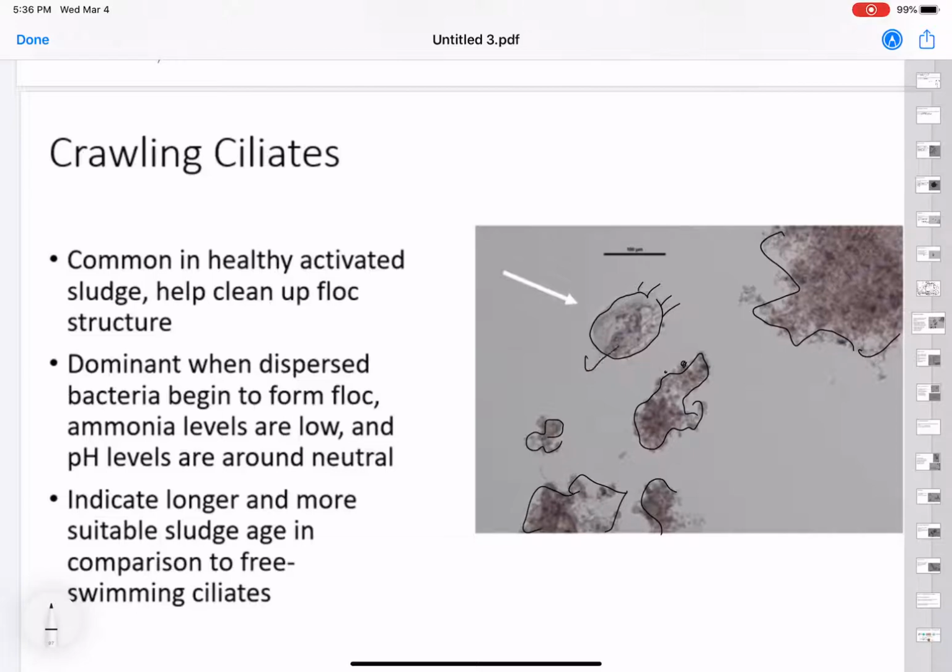And this is the crawling ciliate. It crawls on wastewater. It will also crawl in the activated sludge floc. This is common in healthy activated sludge. It helps clean up the floc structure. So anything here, it will clean up the floc structure from any organics. Okay? This is dominant when dispersed bacteria begin to form floc. Ammonia levels are low and pH levels are around neutral. So these are the conditions in which the crawling ciliates will occur. And the crawling ciliates indicate longer and more suitable sludge age in comparison to free swimming ciliates.